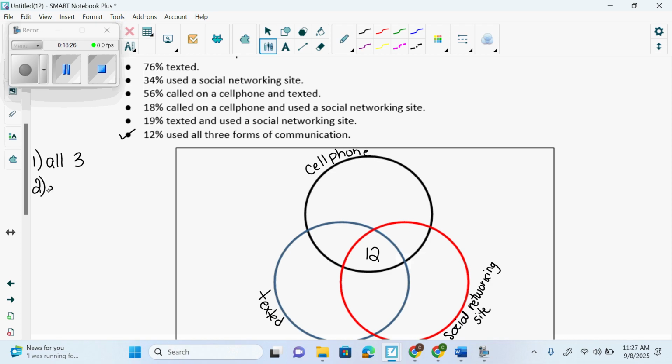Then the eyeballs. So 19 texted and used social networking. So texted and used social networking is here, correct? You see this whole eyeball? How many are currently in the eyeball? I know you know it. There's only one number on the board. 12. There needs to be how many in that eyeball? 19. So how many are just here?